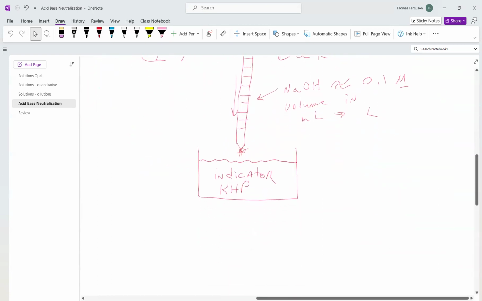So that's the essence of titration. Liters of sodium hydroxide, known concentration, equals moles of acid. At the equivalence point, the indicator will tell us that's happened. You could also use a pH meter. And at the neutralization point, the pH is going to be 7, like we talked about yesterday. That's considered neutral, neither acidic nor basic.